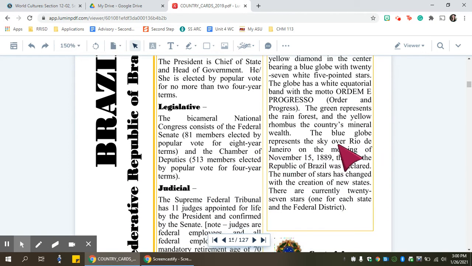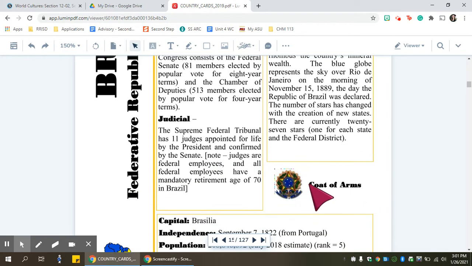The blue globe represents the sky over Rio de Janeiro on the morning of November 15th, 1889, the day that the Republic of Brazil was declared. The number of stars has changed with the creation of new states, and there are currently 27 stars, one for each state and the federal district. And here's their coat of arms. You can see it looks much different than the coat of arms from Mexico.